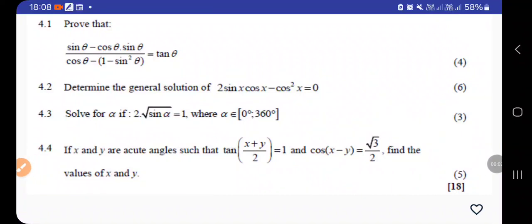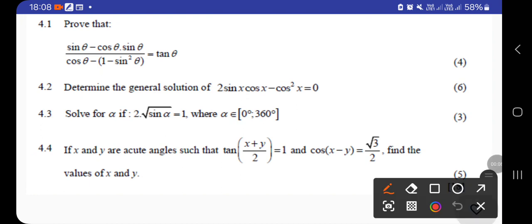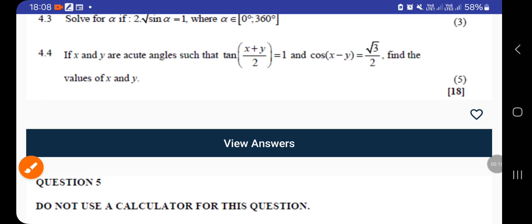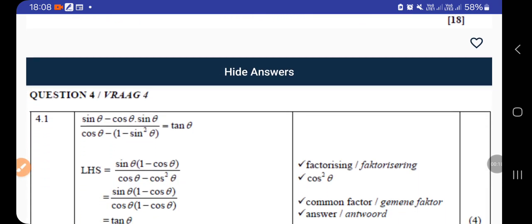Okay, guys, we have dealt with 4.1, right? And then we got our answer to be sine theta over cos theta, which was just the same as saying tan theta, right? So this was fine. And that's how you get your 4 marks. But let me just go through the memo with you, the first part of it, of 4.1. Yeah, so this is what they did.